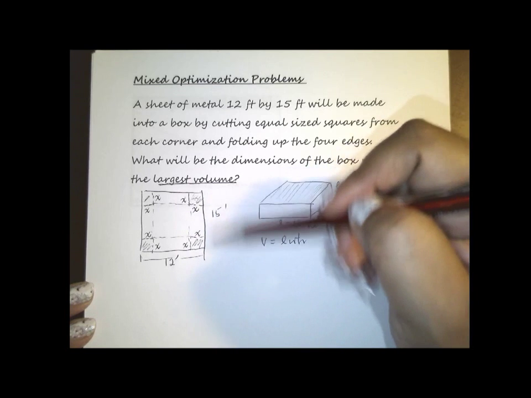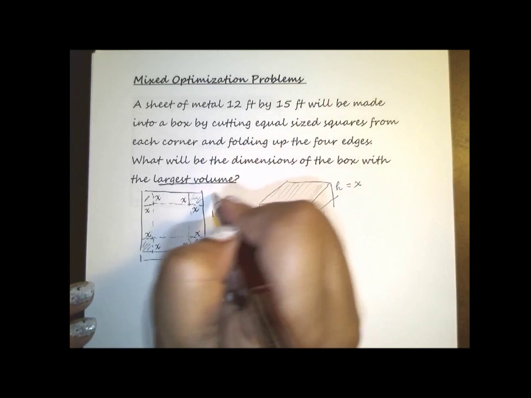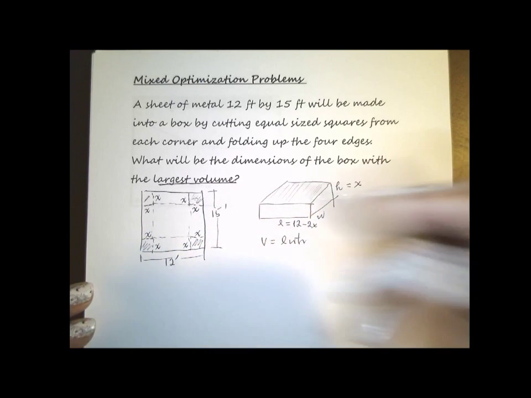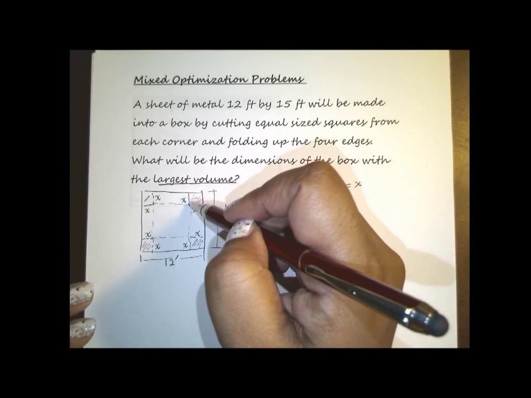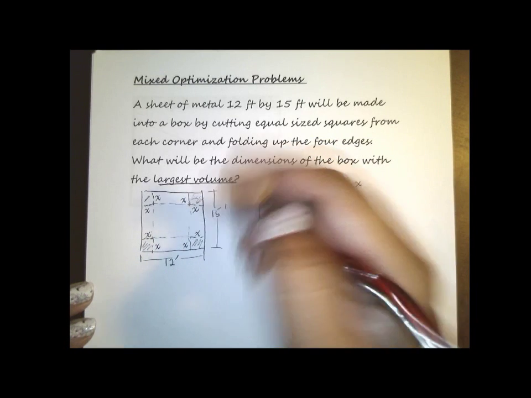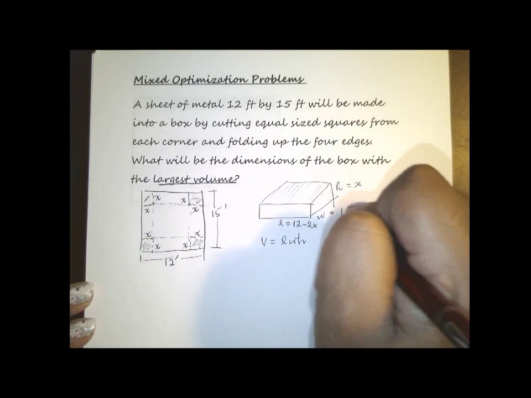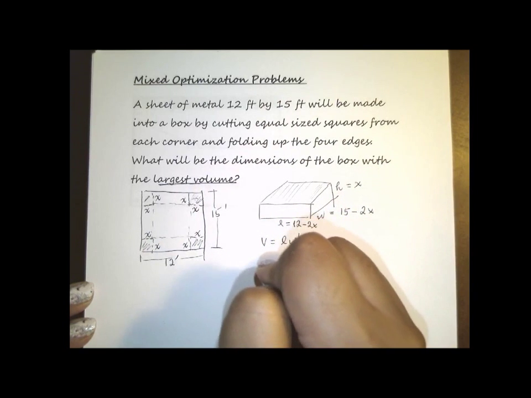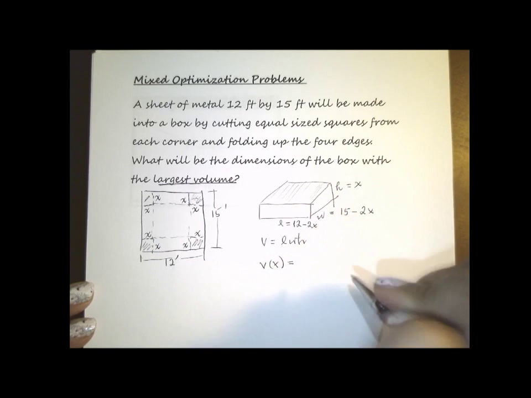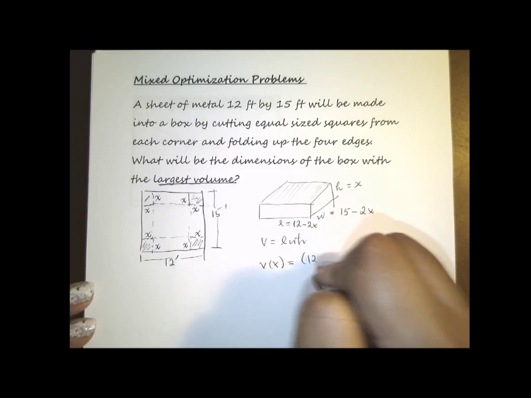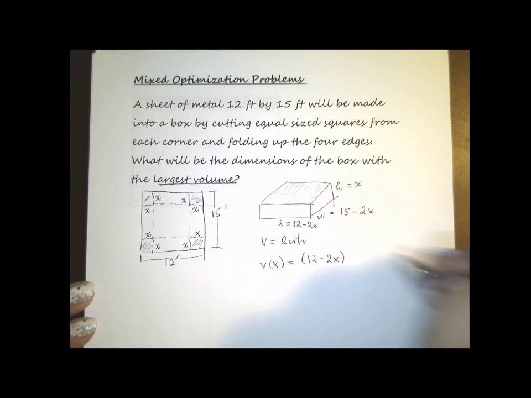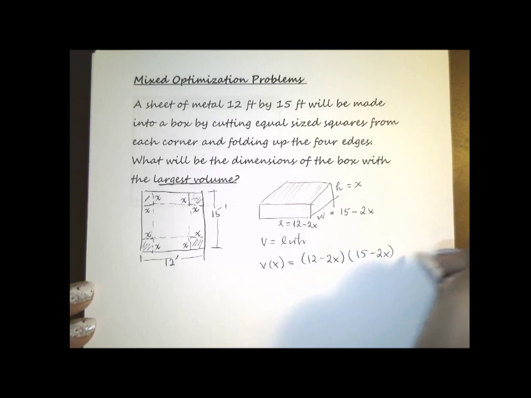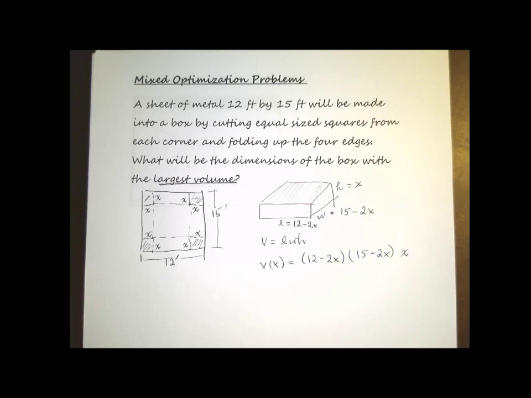Likewise, on this 15-foot side, it's 15 feet from edge to edge before I cut out the squares. But after I cut out the squares, I'm going to cut off an x this way and an x that way. So the width is going to be 15 minus 2x. And so my volume expression as a function of x is going to be 12 minus 2x times 15 minus 2x times x. That's my volume expression.